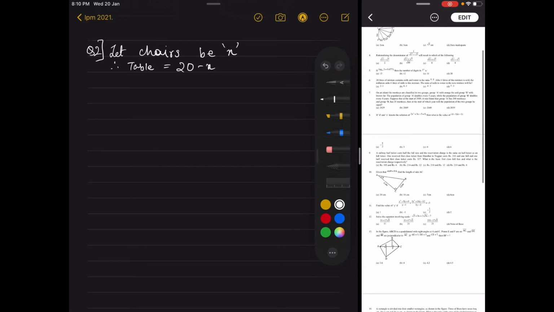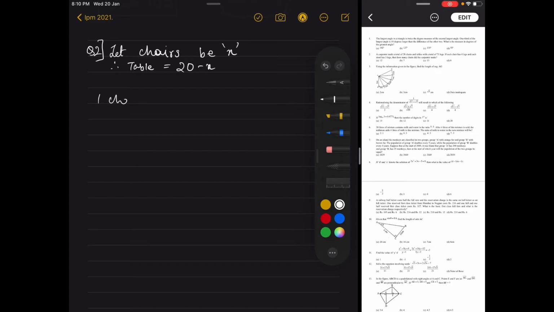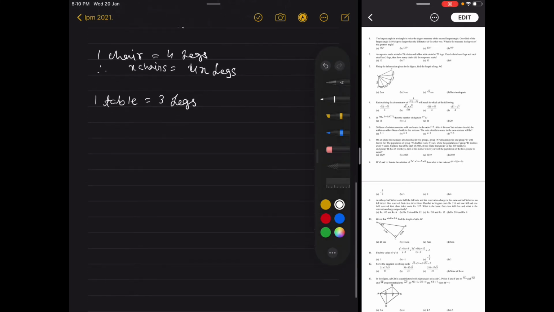So if one chair is equal to 4 legs, therefore x chairs is equal to 4x legs, right? Now if one table is equal to 3 legs, therefore 20 minus x tables is equal to 3 into (20 minus x) legs.